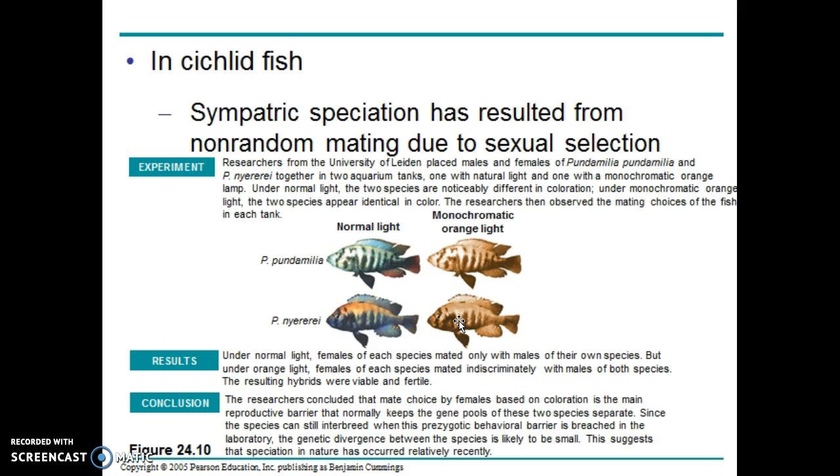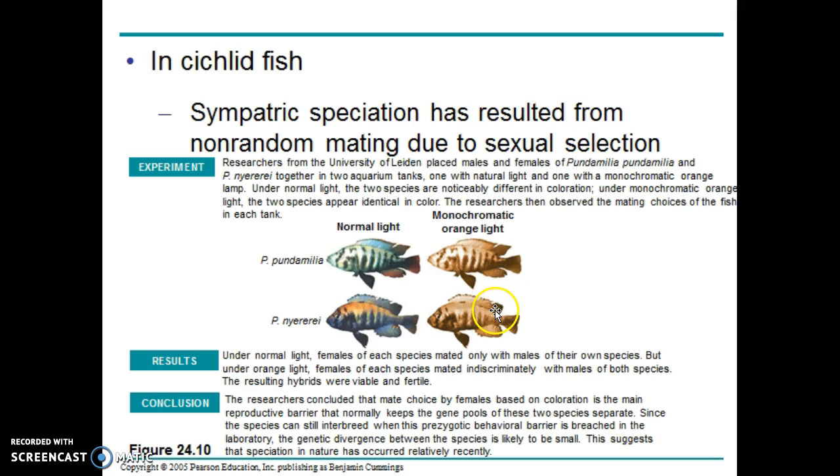So in other words, they weren't able to really tell which males were from which species, and their offspring were viable and fertile. But, once again, under normal light, these females would always select these males, and these females would always select those males, which is sexual selection.